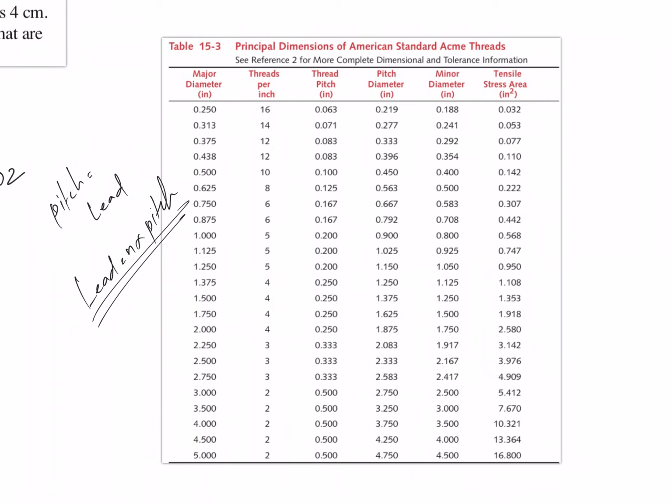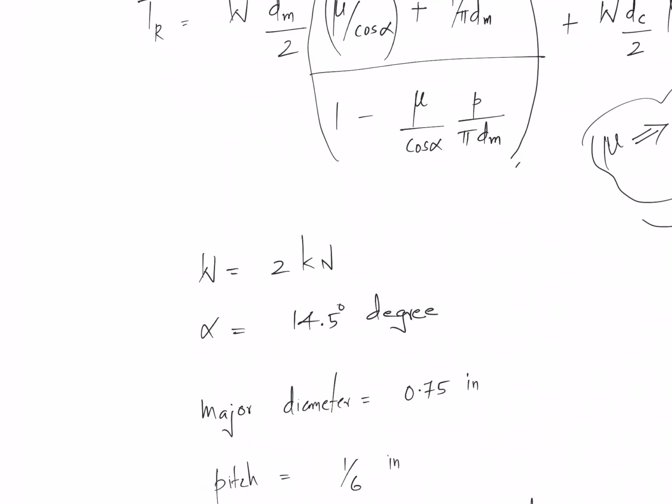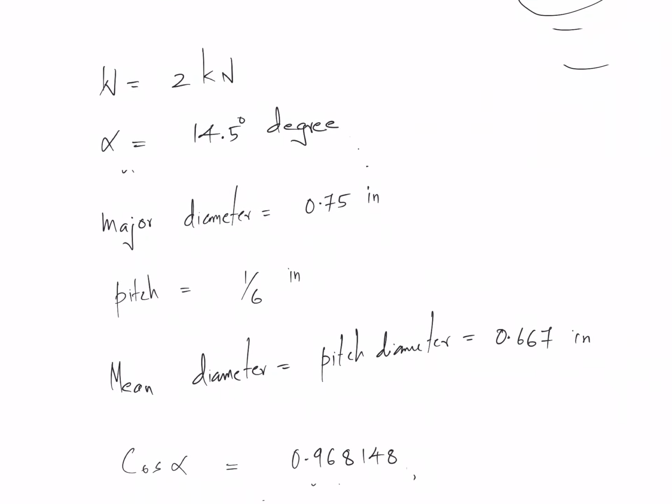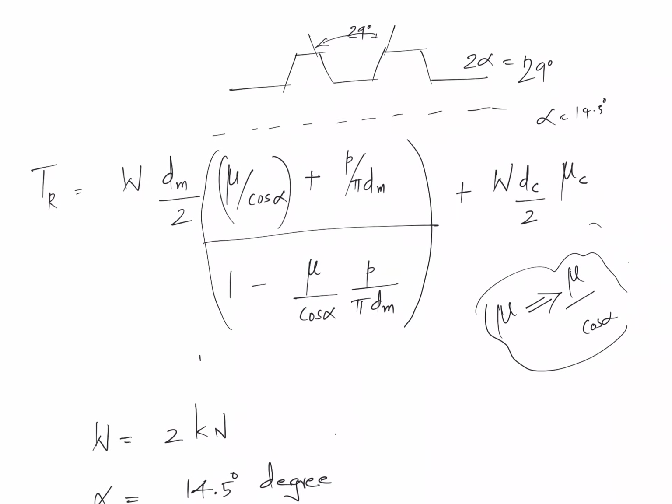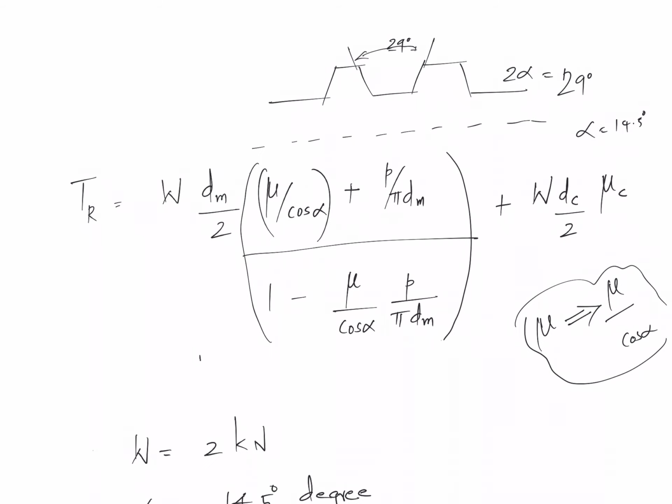So now we have all the dimensions here. You have the major diameter, the pitch, and the mean diameter. You can compute the cos alpha also. DC, the collar diameter, is given in the problem. Now you know all these parameters, you can simply plug in and compute the torque required to raise the load.